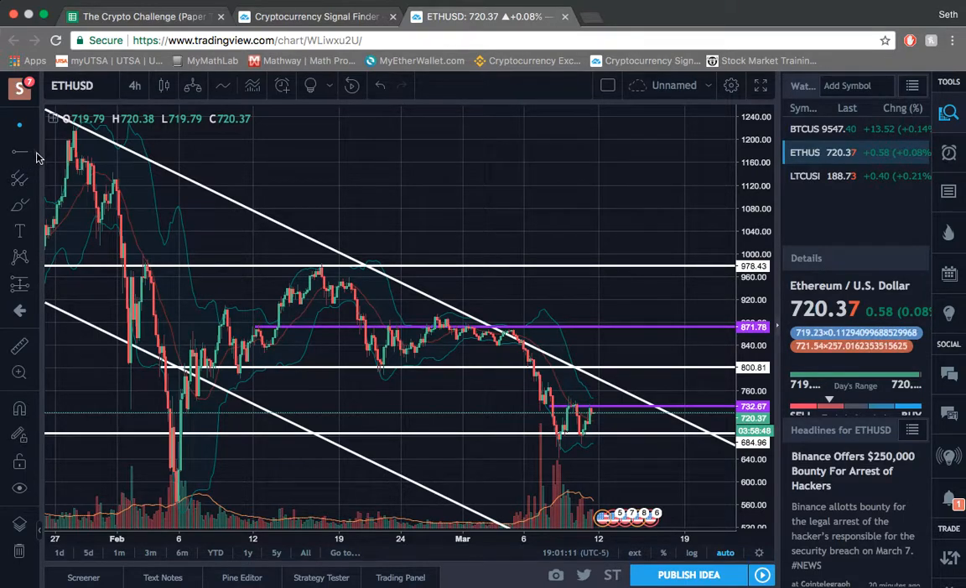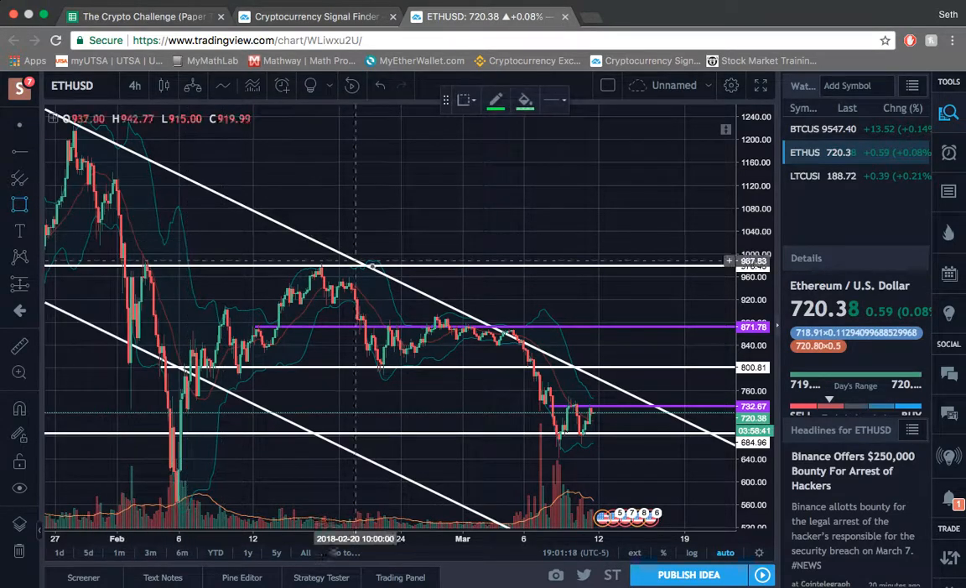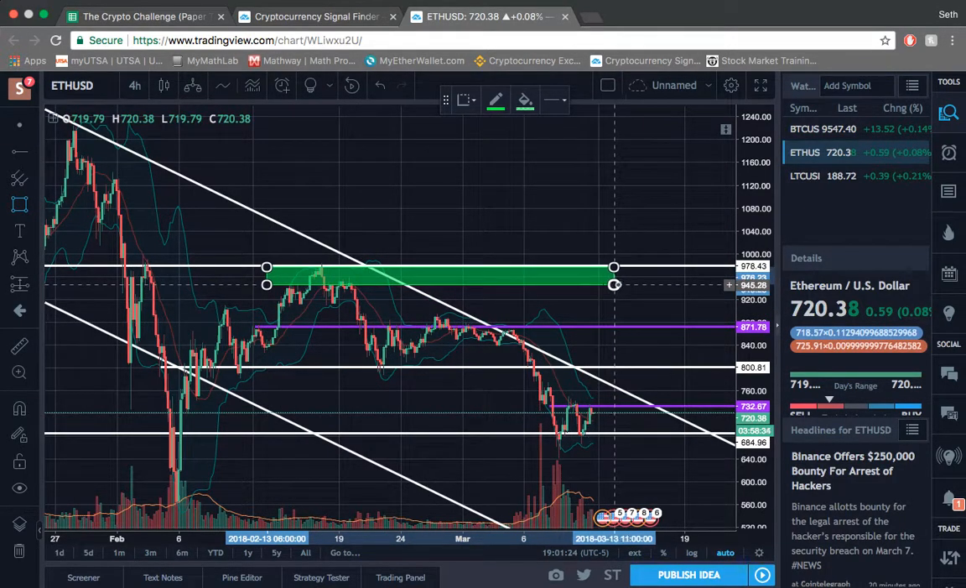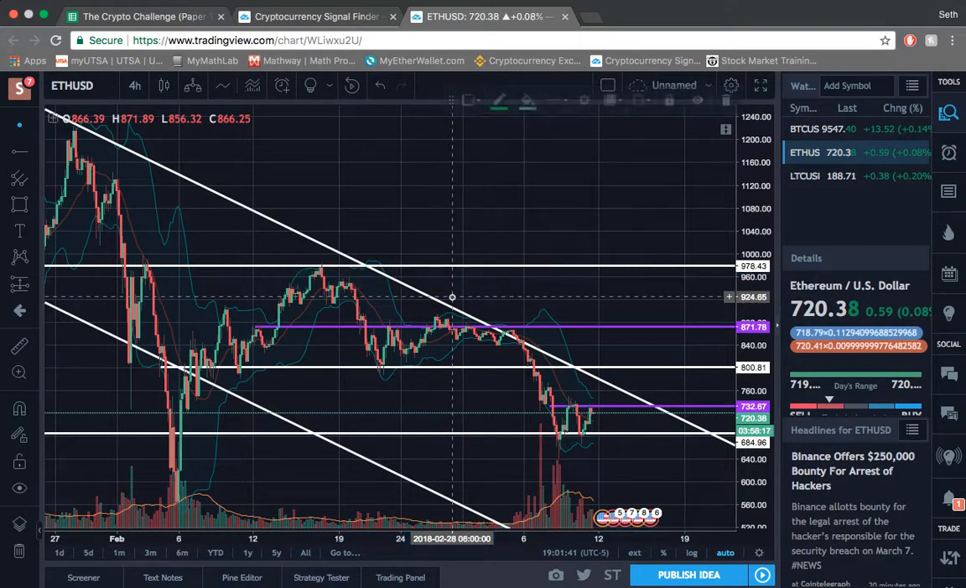How do I get my little box? Where's my little box? Oh, rectangle, here we go. If we break this purple resistance line, we can expect an area of right here. Because as you can see, this is resistance right here, because we have previous price action used as support and resistance. So we can expect that to be very minor resistance, and then we would touch this white line if we were to break it.